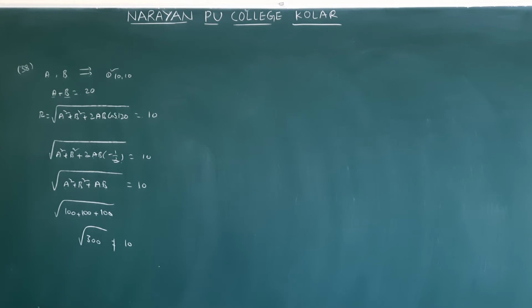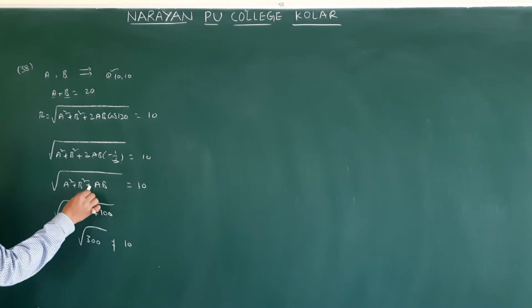Next we will see option 2. Option 2 means 15 and 5. So you have to go option wise. Here this is minus A.